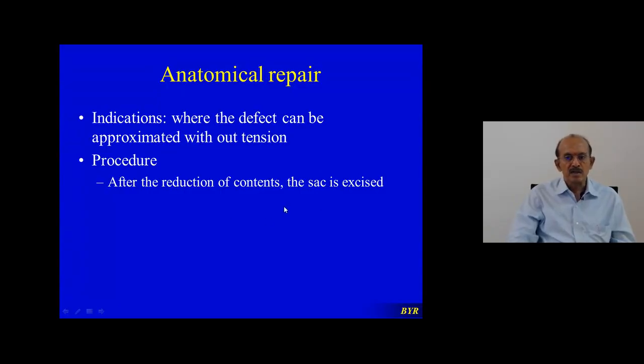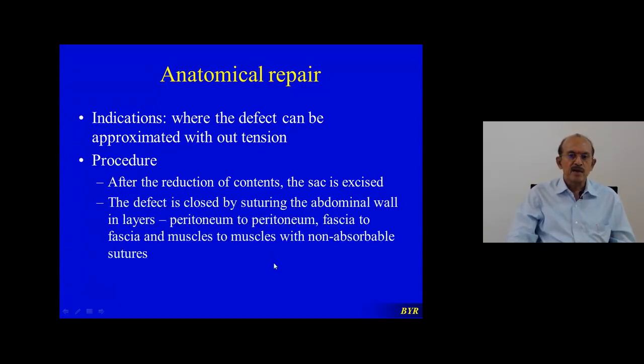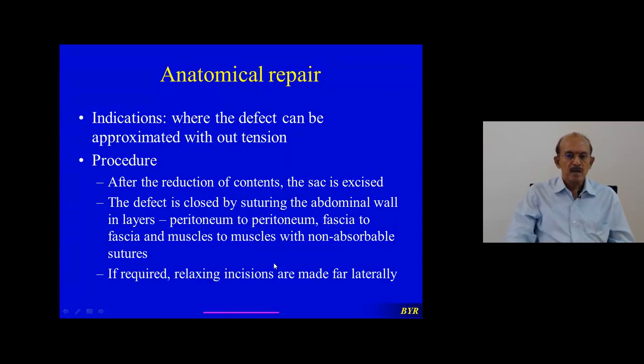After reduction of the contents, the sac is excised. The defect is closed by suturing the abdominal wall in layers, peritoneum to peritoneum, fascia to fascia, muscles to muscles, with non-absorbable suture material. If required, relaxing incisions are made far laterally.